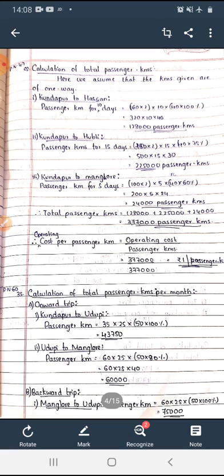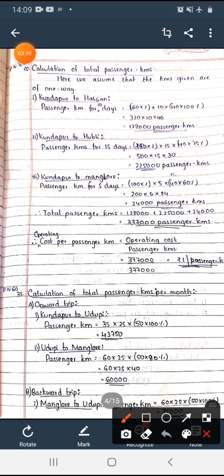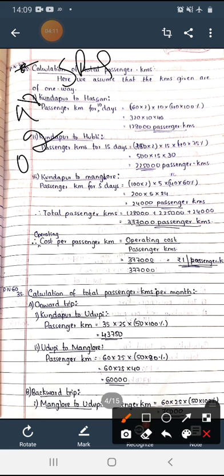See page number 48 and question number 2, the previous problem. You just neglect the question numbers, this is not the exact question number as per your question bank. Page number 48, question number 2, SRS Travels. SRS Travels operates a 40-seat capacity Volvo bus in a month as follows.